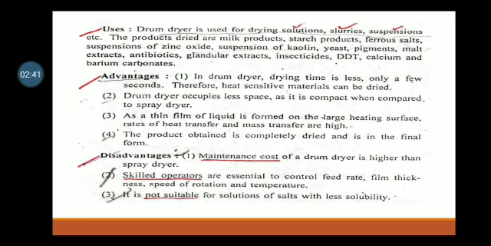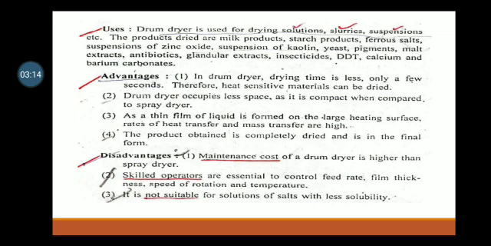Advantages: in drum dryer, drying time is very less, only a few seconds. Therefore, heat sensitive materials can be dried. Drum dryer occupies less space as it is compact when compared to spray dryer. As a thin film of liquid is formed on the large heating surface, rates of heat transfer and mass transfer are high. The product obtained is completely dried and is in final form.